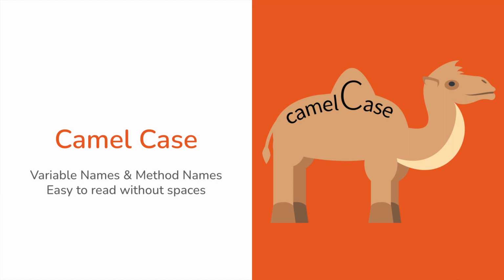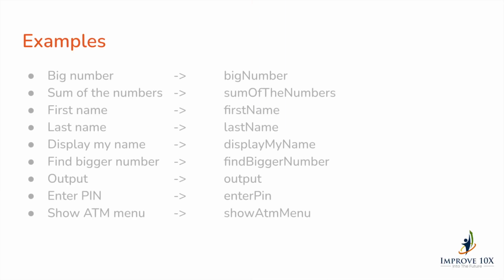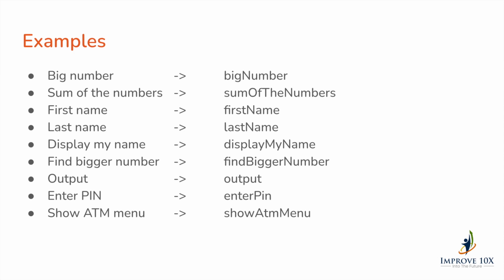So if you see here in camelCase also, the first c is smaller, but the C in Case is capital. And the examples are bigNumber. So as you can see, b is smaller, N is capital. sumOfTheNumbers, if this is the method name you want to give, or if this is the attribute name you want to give, you have to give something like this, where you're capitalizing the first letters except that of the first word. Similarly, showATMMenu. S is smaller, A is capital in ATM, and M is capital in Menu.